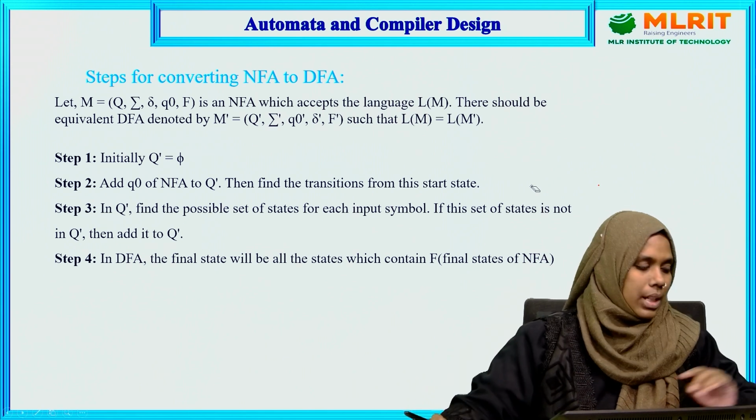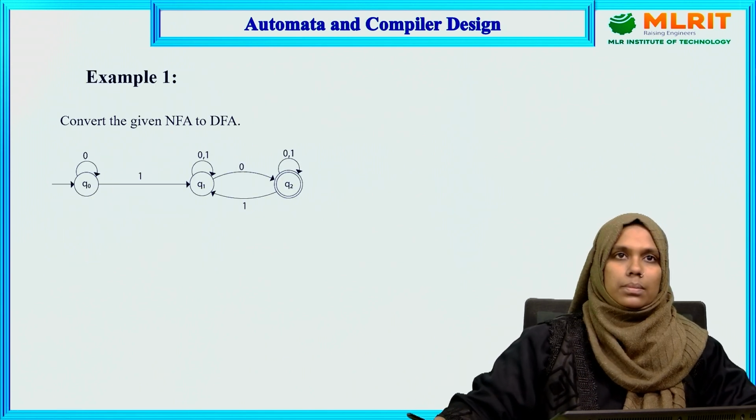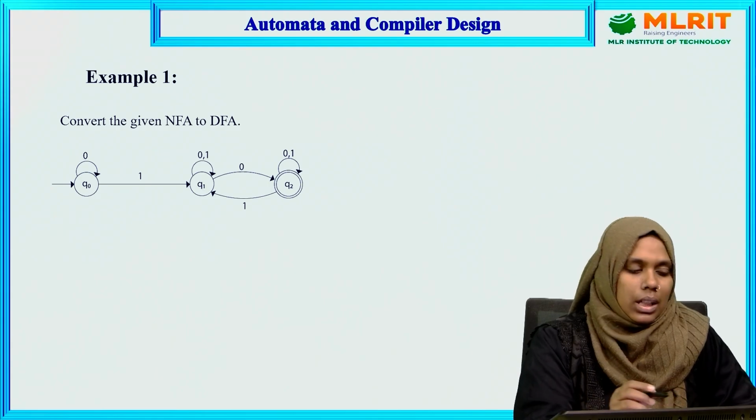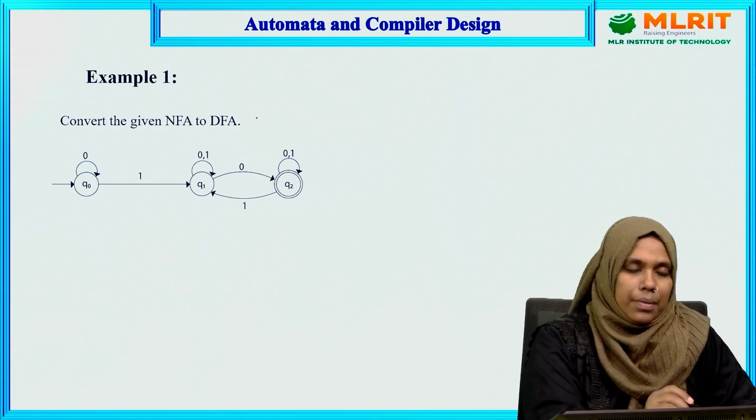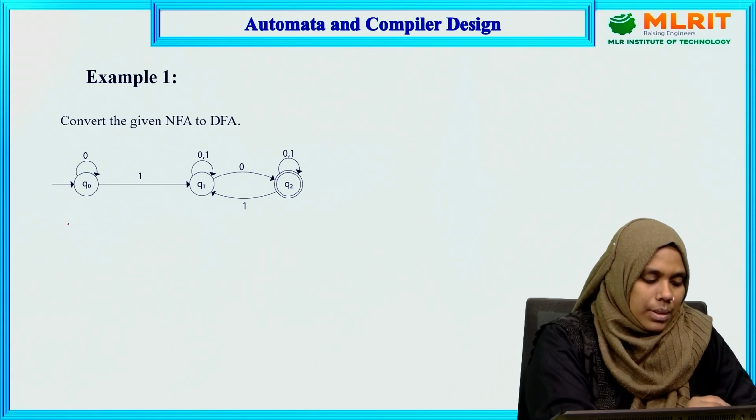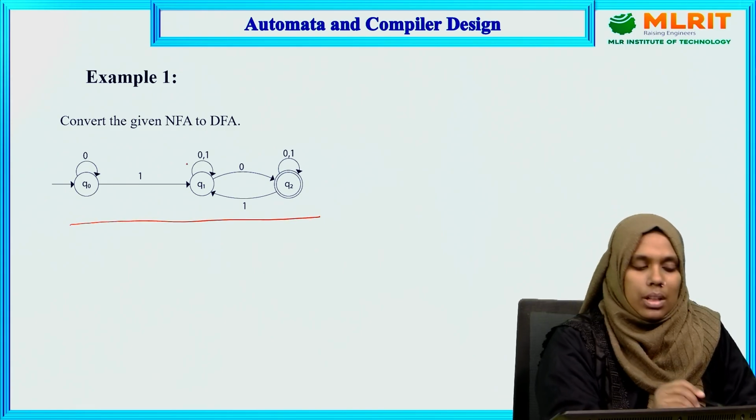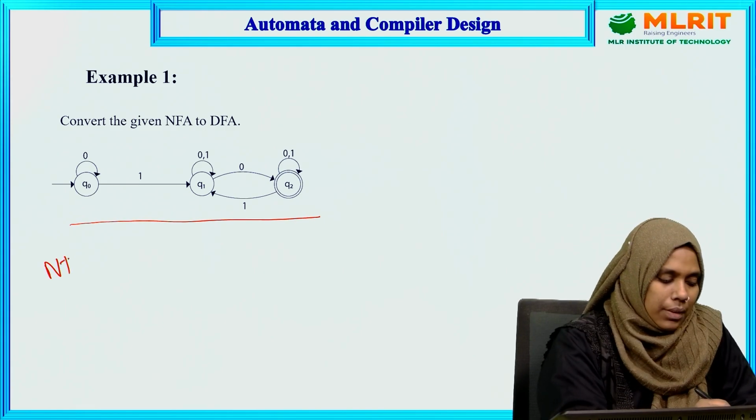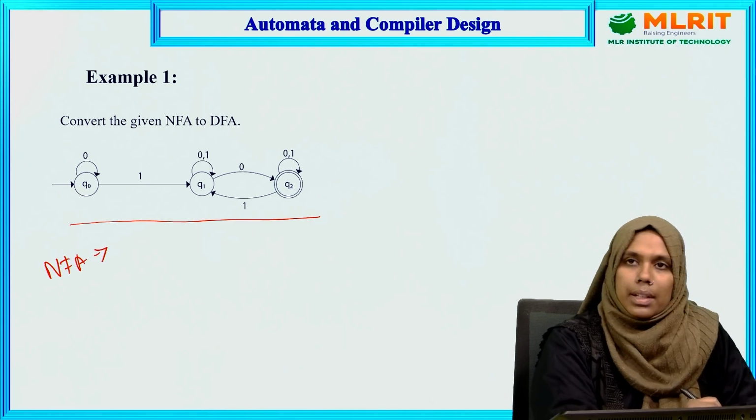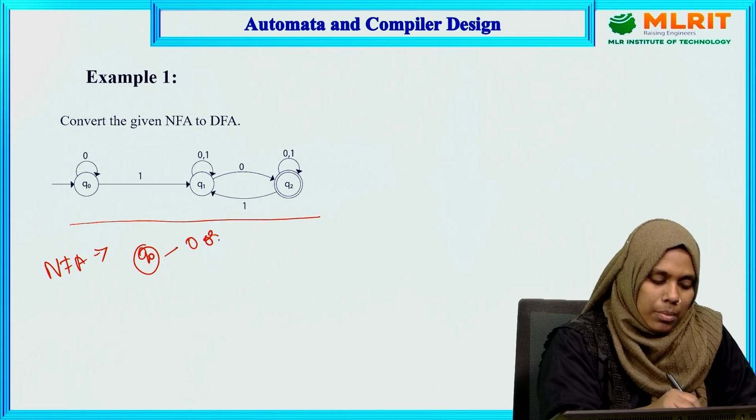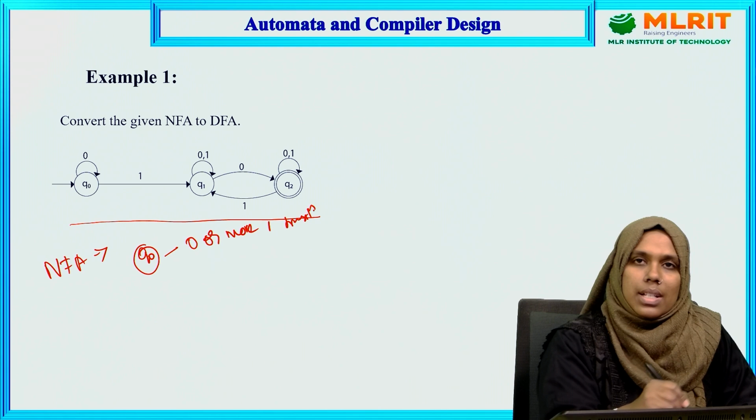So this thing we will understand with the help of one example. Let's take one example: convert the given NFA to DFA. First, we are going to see whether the given problem is an NFA or not. According to the NFA definition, for each and every state it can have 0 or more than one transition. That is known as the NFA.